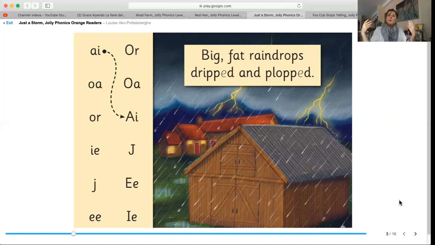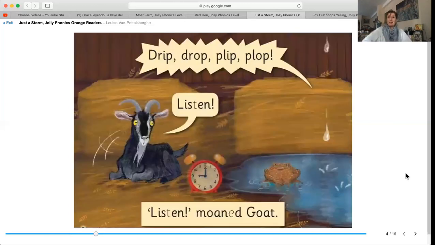Okay, so can you imagine yourself inside the barn and all the noise? Drip, plop, drip, plop. Let's see what happens. Who's inside the barn? Who do you see there? Oh yes, a goat. Can you find the word goat in your text? Yes, it's here. Goat, goat. And where is the goat?